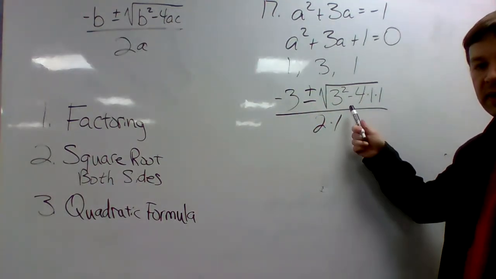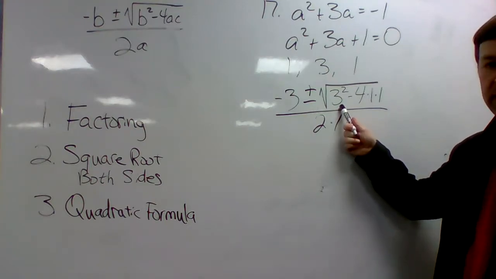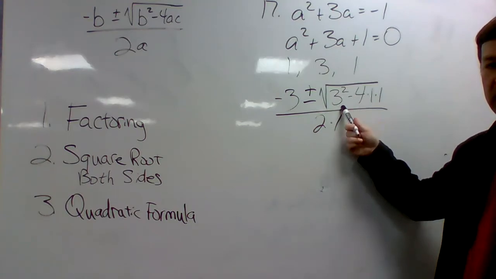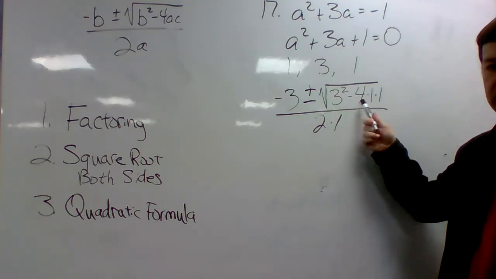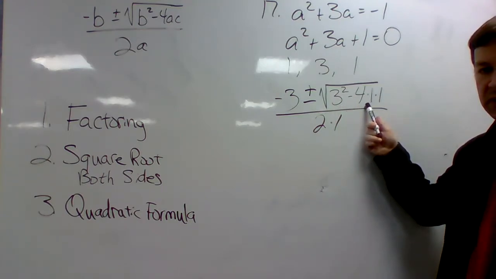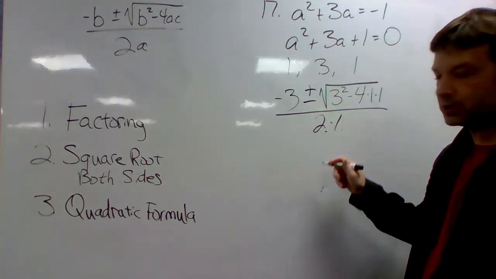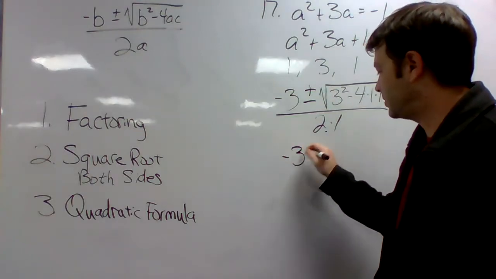All right, start under the square root. 3 squared minus 4 times 1 times 1. 9 minus 4 is 5. And on the bottom we have 2 times 1 is 2. So it's negative 3.